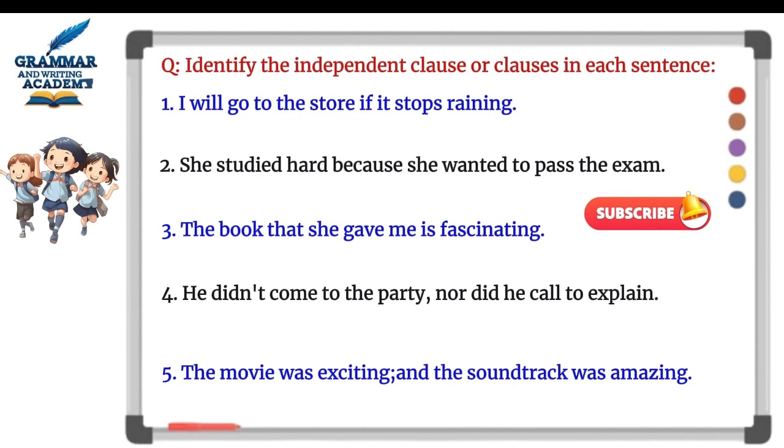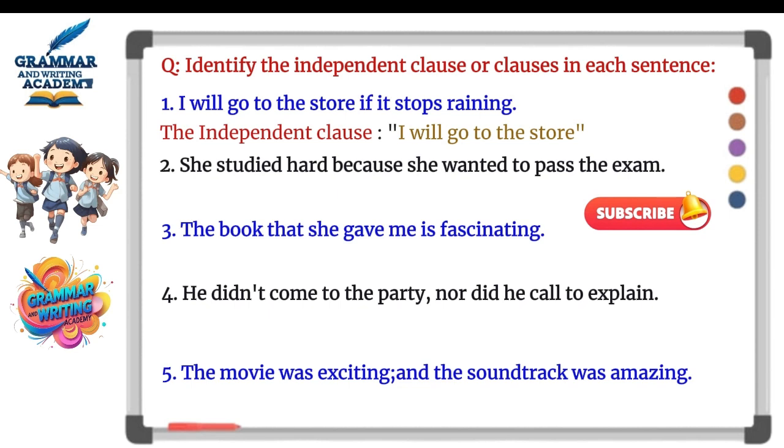Let's get started. Try to write them in the comments down. Do your best. Now let's have a look at the answers. 1. I will go to the store if it stops raining. The independent clause is I will go to the store. With the subordinating conjunction if, we start the subordinate clause.